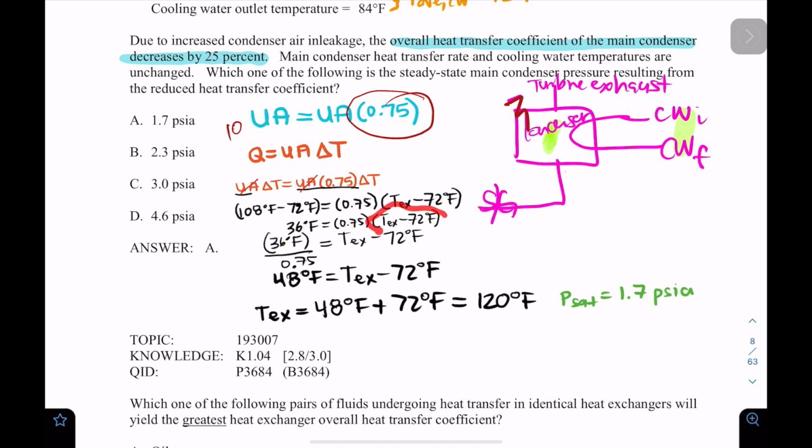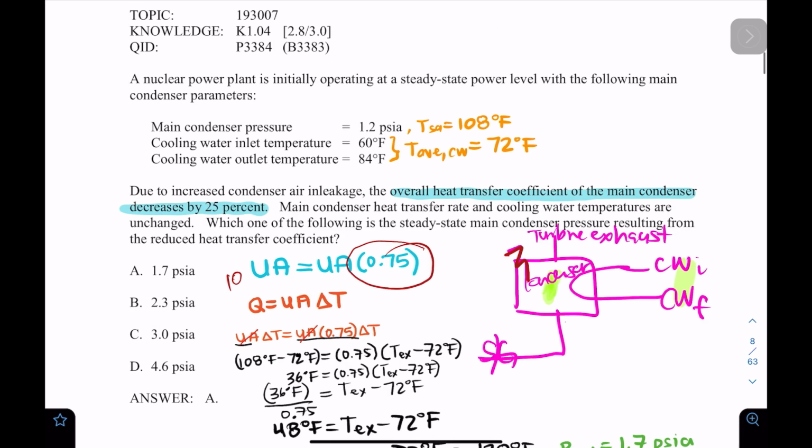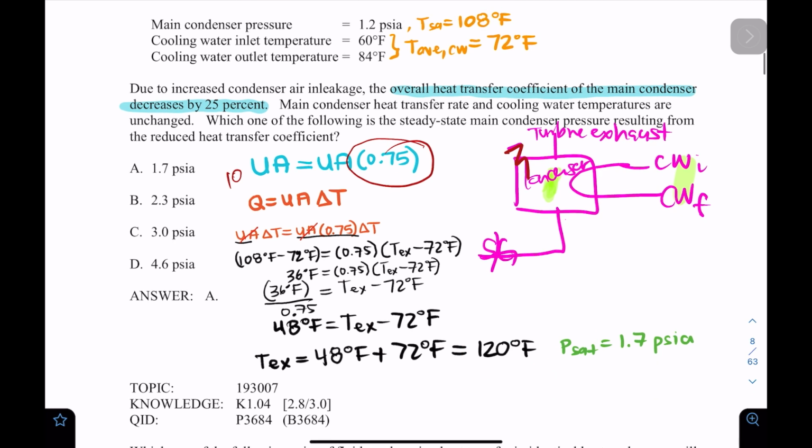And I'm going to get from here that the temperature of my exhaust is going to end up being 120 Fahrenheit. That's going to be the final temperature because I saw this temperature change, so my new temperature is 120. Now, if I go to the steam table and look for the saturated pressure at this temperature, I'm going to get 1.7 psia.